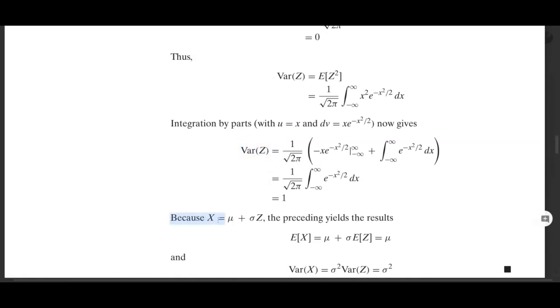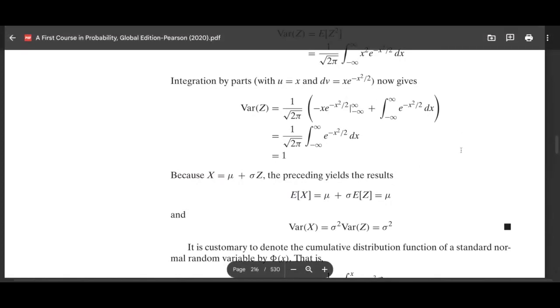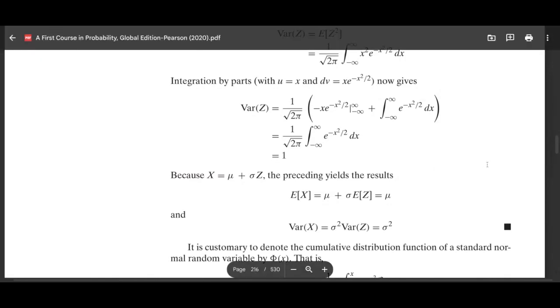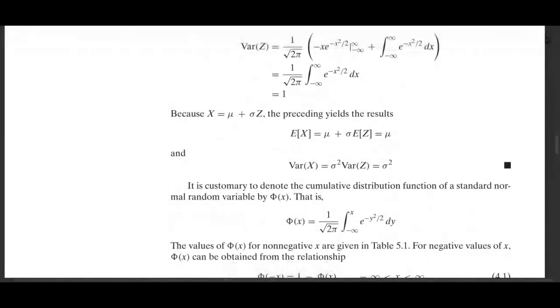So the expected value equals mu plus sigma times the expected value of Z. That's still, because E of Z is 0. Right? The expected value of the standard normal distribution is 0. If you still remember the standard bell shape, 0 sits in the middle, right? Negative 1 to 1 is 1 standard deviation, negative 2 to 2 is 2 standard deviations, negative 3 to 3 is 3 standard deviations. And the variance is 1.